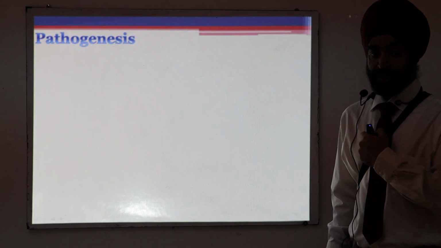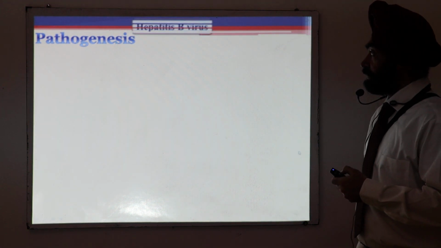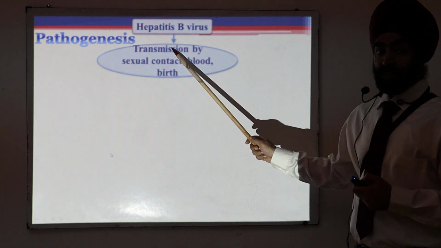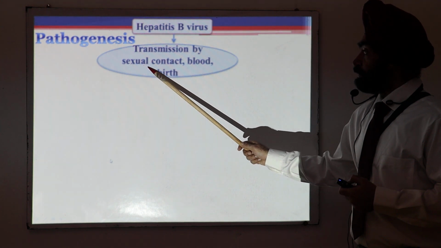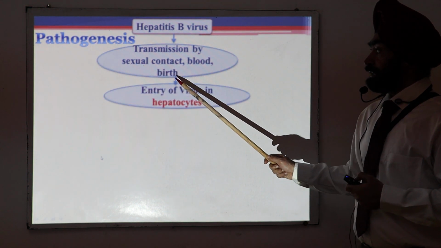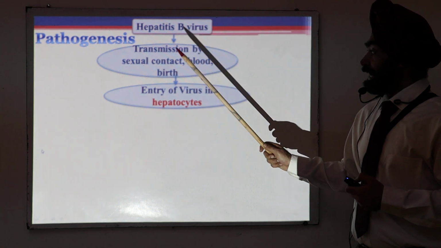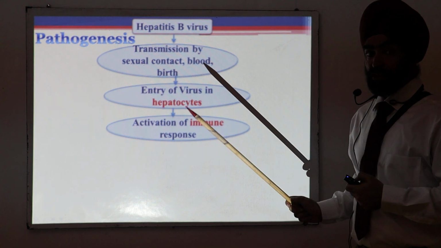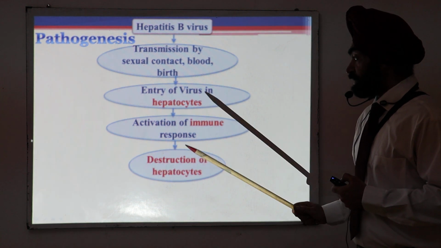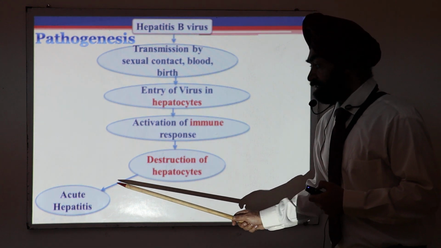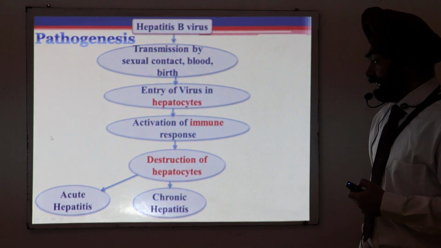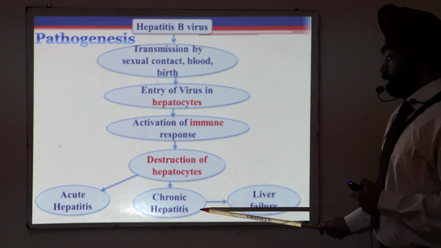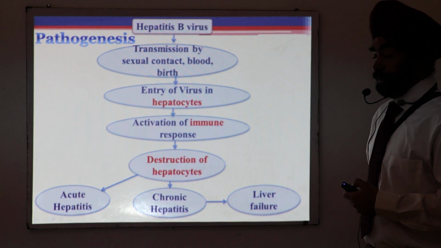Coming down to the pathogenesis, how the disease actually happens. Hepatitis B virus can be transmitted through different routes. By these routes, the virus can enter inside the hepatocytes. It will lead to activation of the immune response. It will lead to destruction of hepatocytes, which is manifested in the form of acute hepatitis or chronic hepatitis. And this chronic hepatitis may progress to cause liver failure.